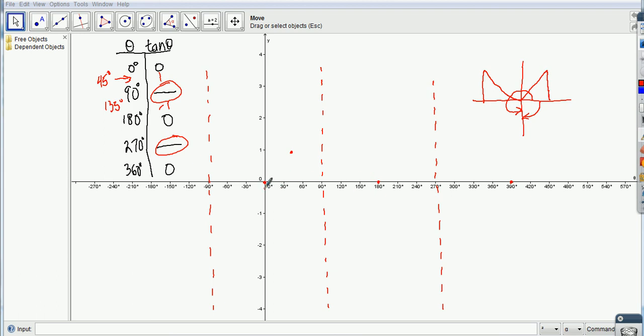Actually, you know what I should have done? I wanted to stay between here and here, didn't I? So let's not go beyond the 90. Let's just stay in here. So really, I should have gone what? Negative 45. Let's think of negative 45. Negative 45 would be here.